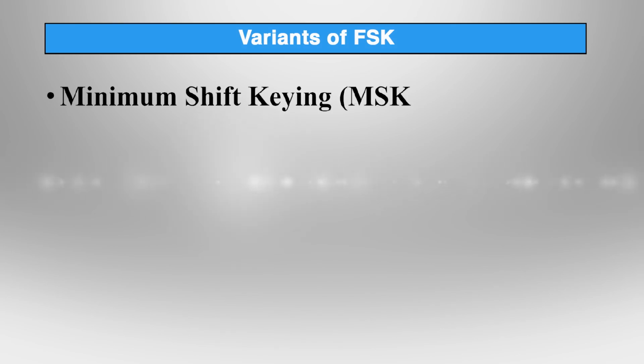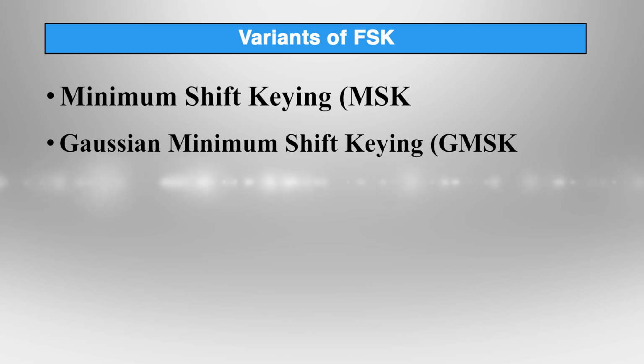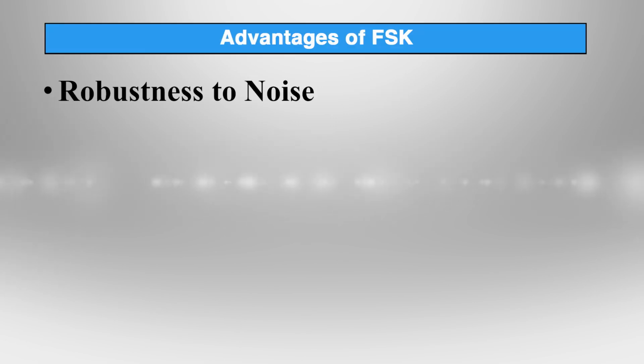Variants of FSK: Minimum shift keying. MSK is a variant of FSK that minimizes the frequency shift, resulting in better spectral efficiency and reduced bandwidth requirements. Gaussian minimum shift keying, GMSK: GMSK uses a Gaussian filter to smooth the frequency transition, reducing sideband interference and improving spectral efficiency.